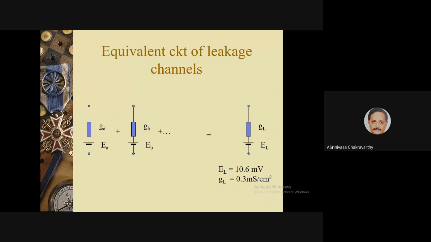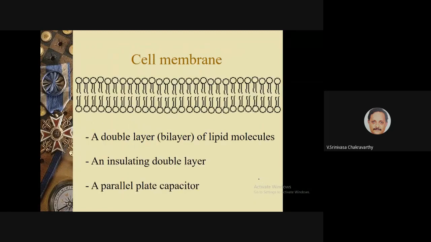And for a typical neuron, actually we are talking about the neural membrane studied by Hodgkin and Huxley, that value, EL, the Nernst potential of the leakage channels, is 10.6 millivolts, and GL, the conductance, is pretty low, 0.3 millisiemens per centimeter squared. Okay, so then there is a fourth element. We looked at sodium, potassium, and all the leakage channels, and we have clubbed them together into one branch, a mathematical equivalent of all of them together.